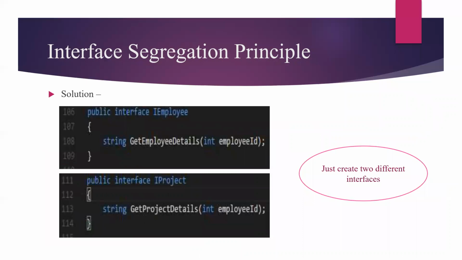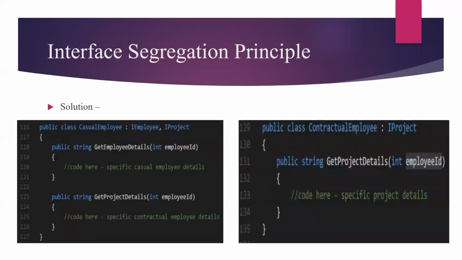The solution is very simple. We'll just separate both the methods into two different interfaces by creating two different interfaces. So the IEmployee interface now has one method, get employee details, and the second interface, IProject, has the second method, which is get project details.